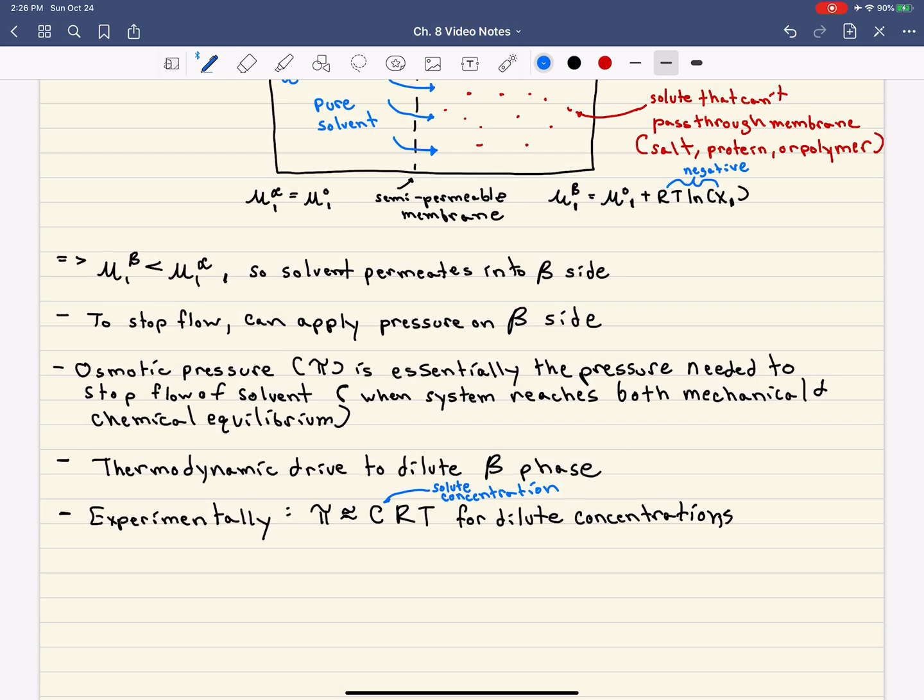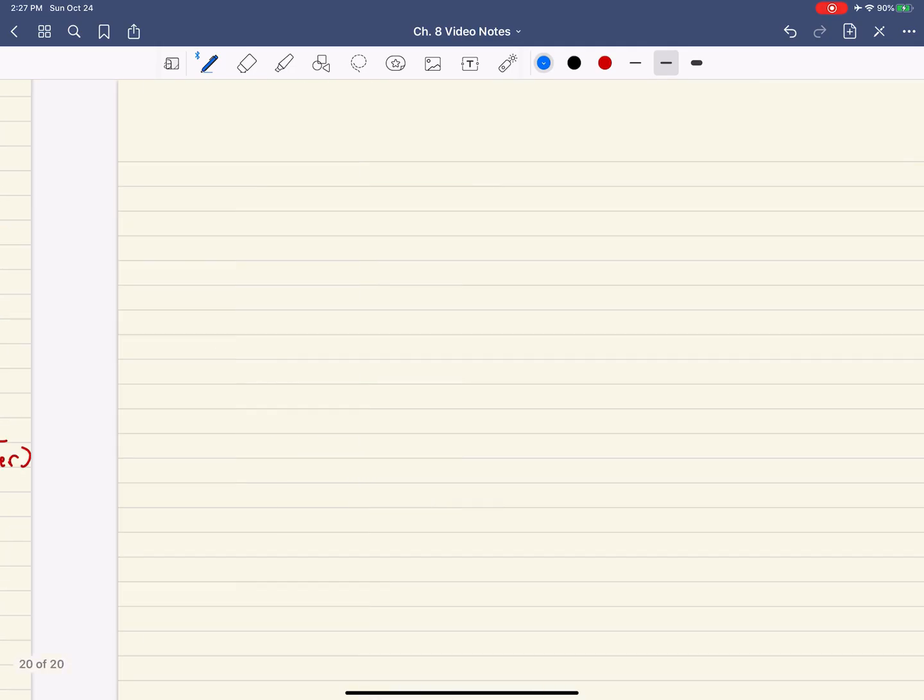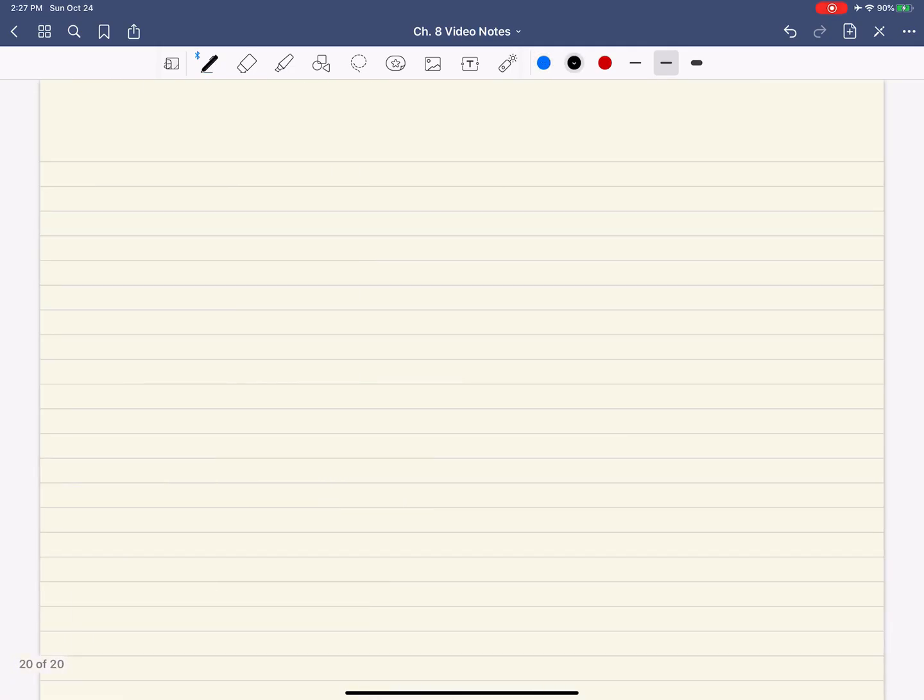So far, I've just qualitatively described what osmotic pressure is, but we could be more quantitative about osmotic pressure and actually derive the relationship between the osmotic pressure value and concentration by considering how the chemical potentials of alpha and beta are related. Okay? And so to do this analysis, let's define our system.